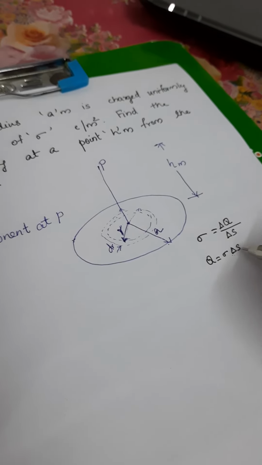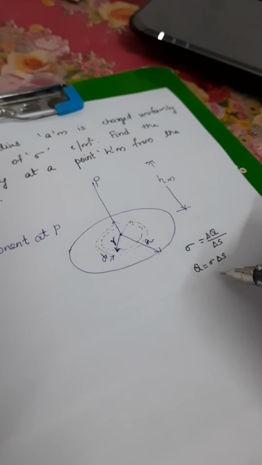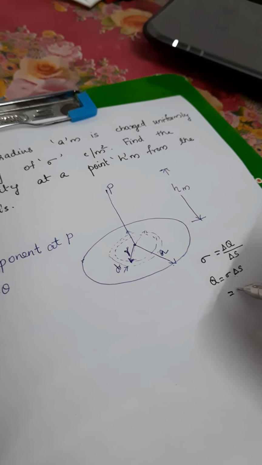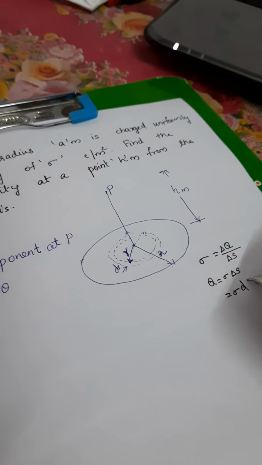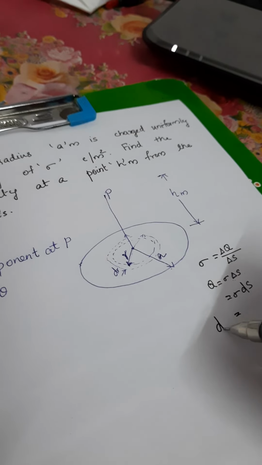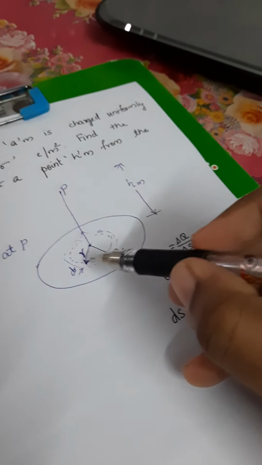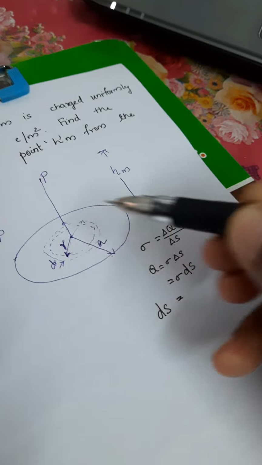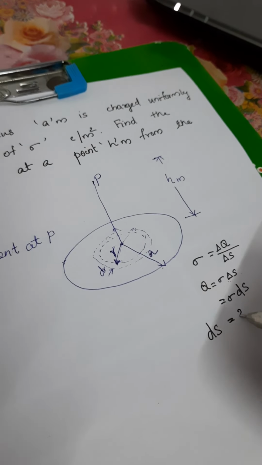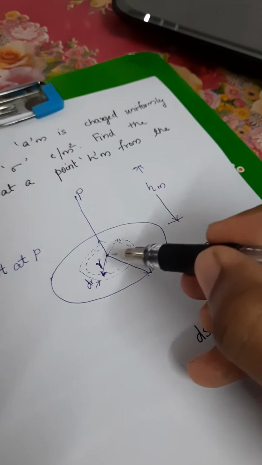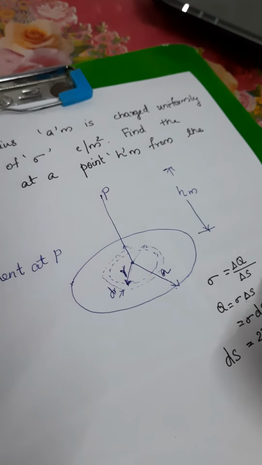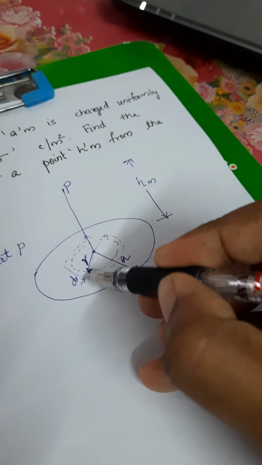Delta S and ds we can represent. So here the charge is sigma into ds, and what is ds? If we consider the small ring, ds is 2 pi into radius r into this thickness dr.